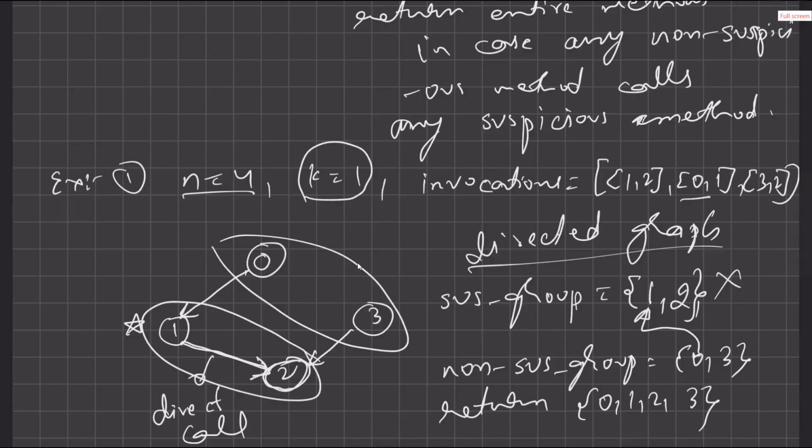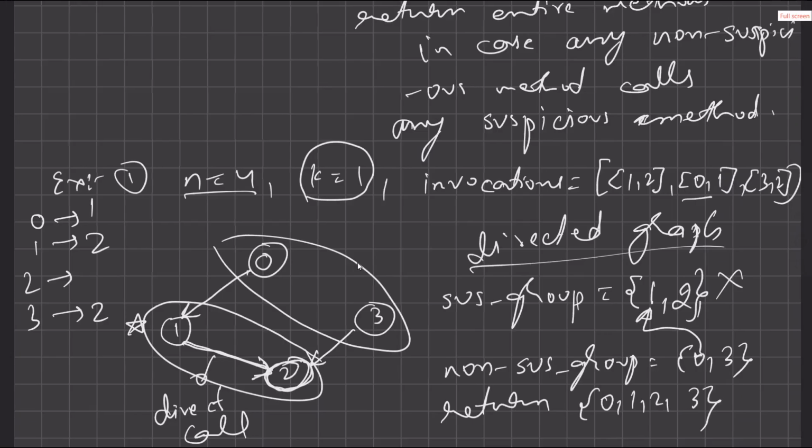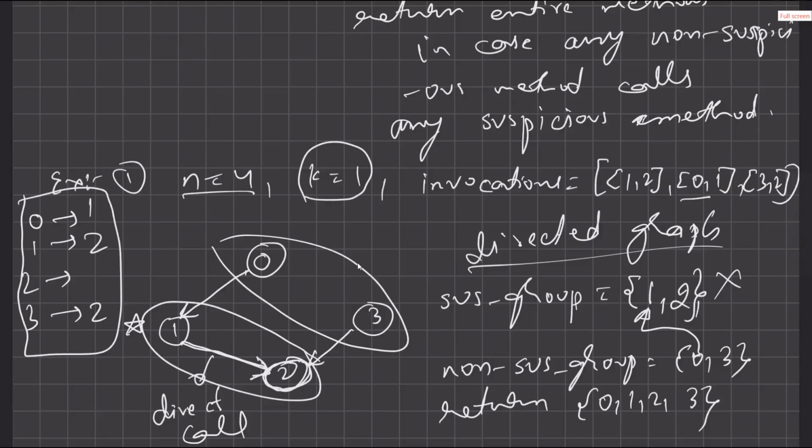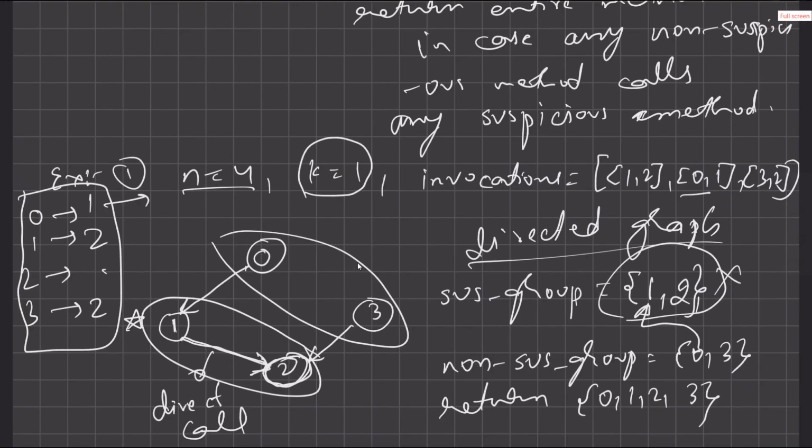Since your n is 4, we have nodes 0, 1, 2, 3. 1 is calling 2, fine. 0 is calling 1, and 3 is calling 2, and 2 is calling nothing. So as you can see, 2 does not have any outgoing edge. So this will be our edge list. From the edge list, our suspicious group is 1 comma 2. So this 1 and 2 are the suspicious nodes.